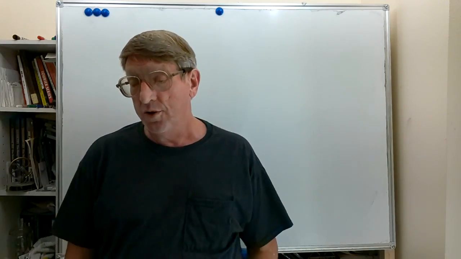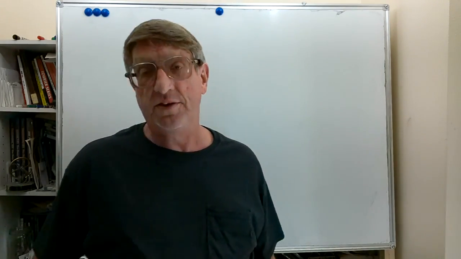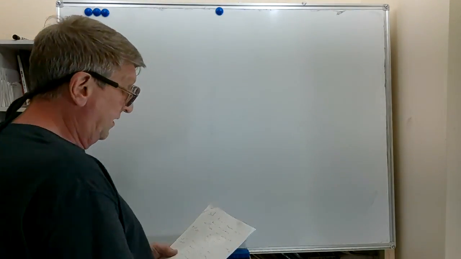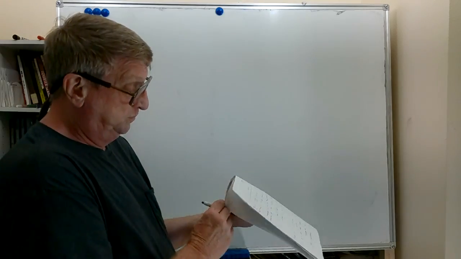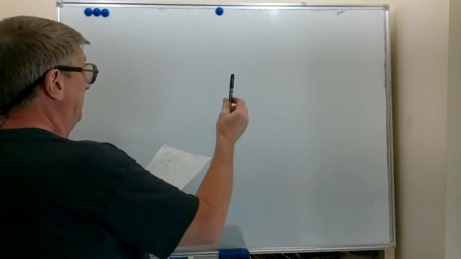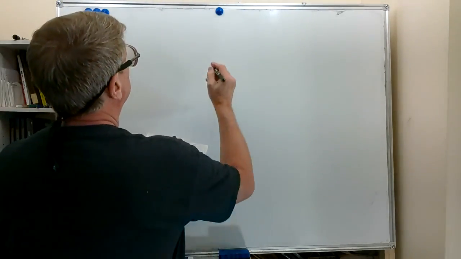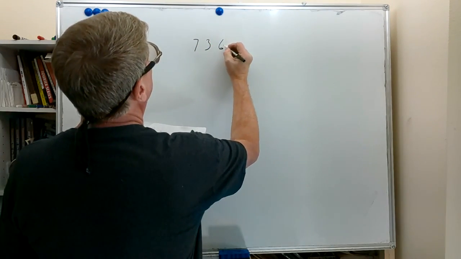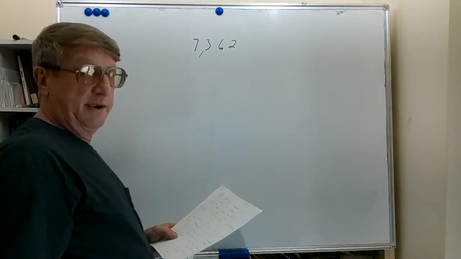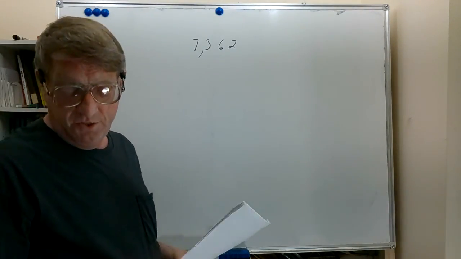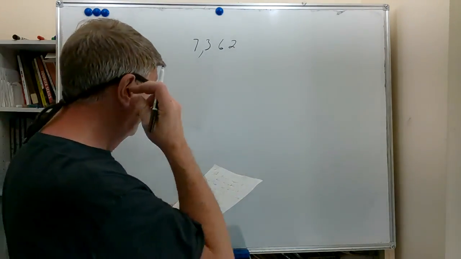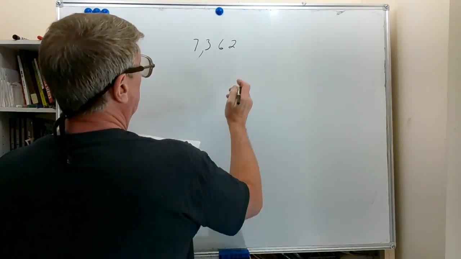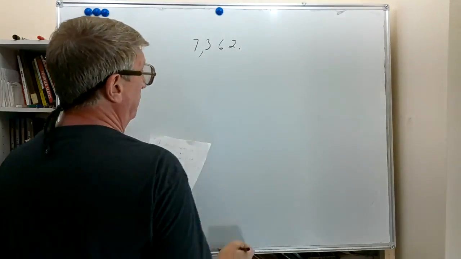Today we're going to be talking about decimals and the decimal number system and such. We're going to put a number up here. 7362, which you probably recognize as 7,362. And I'm also going to put a decimal point on that.